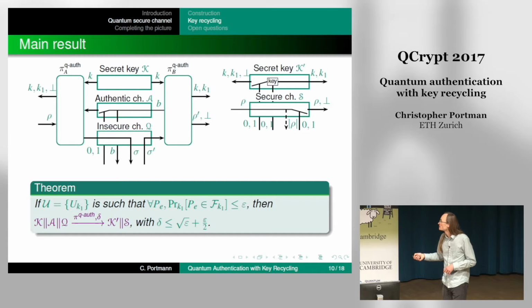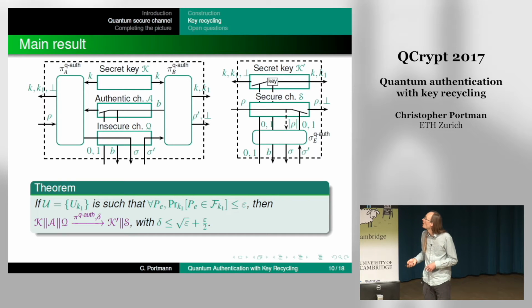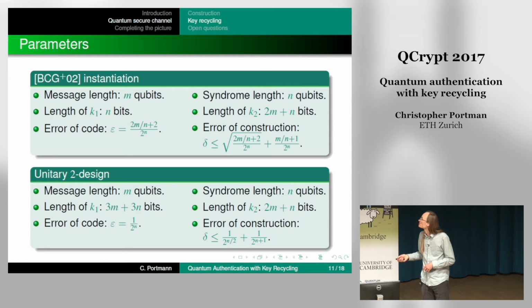And the theorem says that this works, and you get an error which depends on your parameter for the family of codes. If you catch the errors with probability epsilon, then you get an error delta which depends on the square root of epsilon. So the distinguishability between the 2 systems depends on the square root of epsilon. That's it.